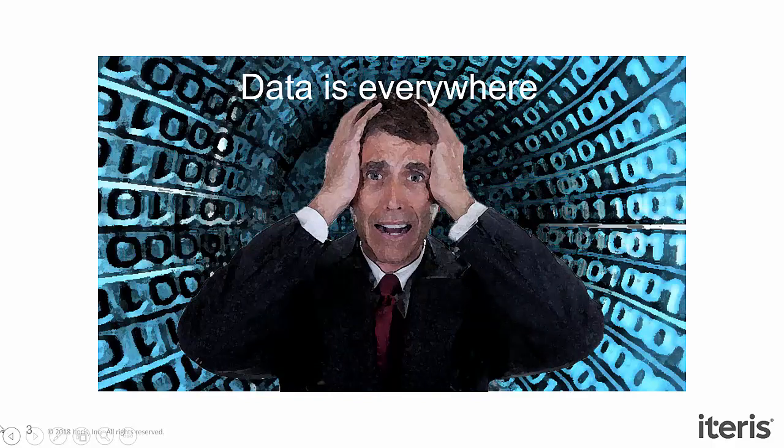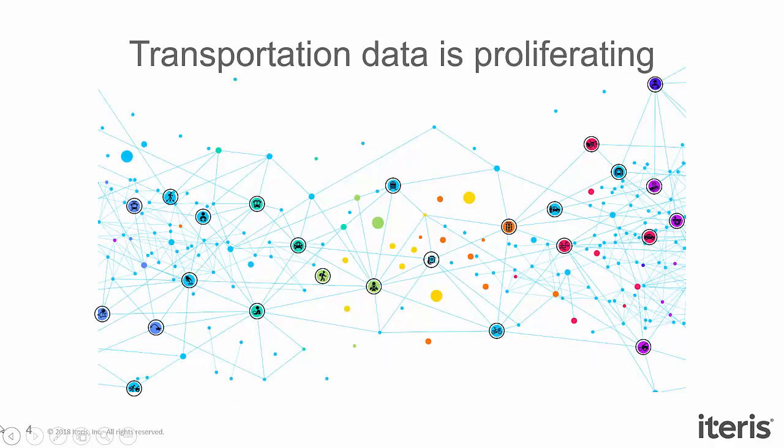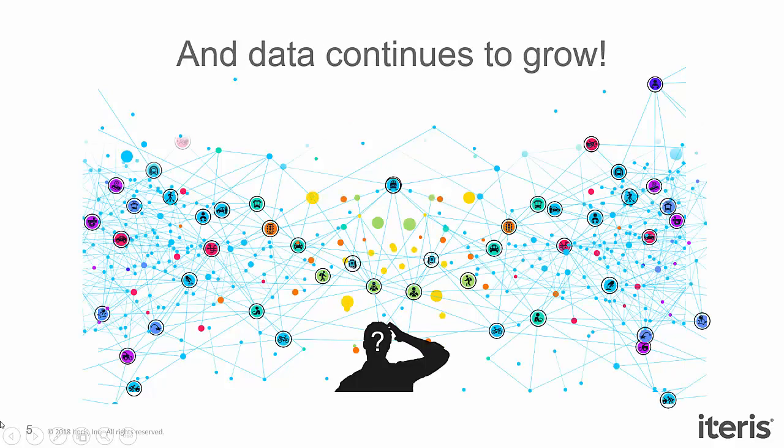So what we're working with today is data, which is everywhere. There's lots of data. HERE is processing billions of probes from GPS readings all of the time globally, and has built an infrastructure that lets data be processed into different elements. And data is changing over time, and so it's proliferating into different forms and functions. And it gets bigger and bigger.